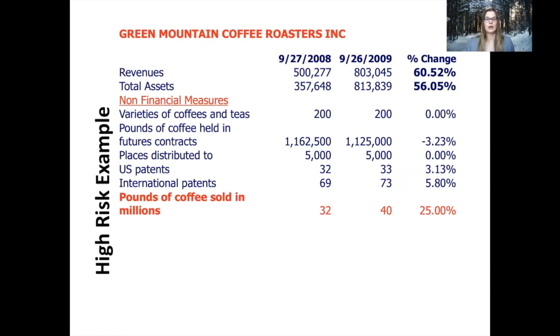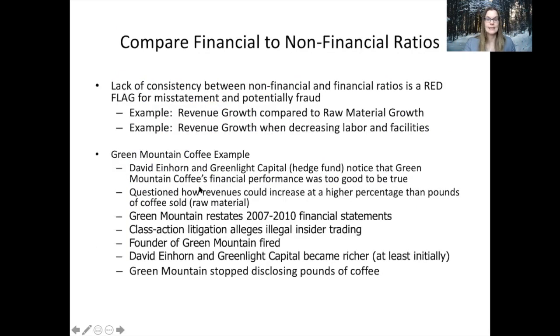What they did was they took a large short position in the stock of Green Mountain Coffee. And then the founder of Greenlight Capital, David Einhorn, went to the popular press and basically talked about this discrepancy, how it made no sense. Like, your financial statements make no sense. There are conflicting things in them that make this look like a huge red flag for potential misstatement. And the SEC actually did open an investigation into what was going on here.